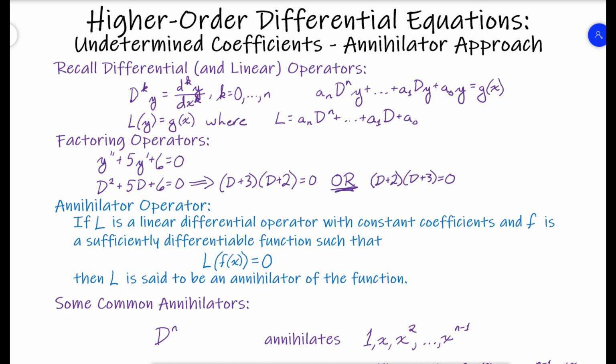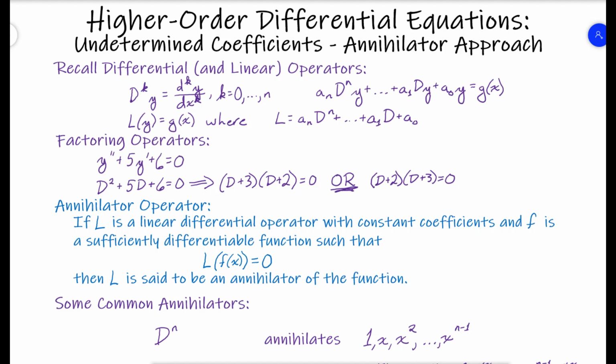So say I have the equation y double prime plus 5y prime plus 6y equals 0. Writing that with differential operators as a linear operator is going to be D squared plus 5D plus 6 equals 0. Now I notice I can factor this as (D plus 3) times (D plus 2) equals 0. Or I could write it as (D plus 2) times (D plus 3) equals 0. So these factors that involve differential operators are commutative, just like they would be if it was any other variable.